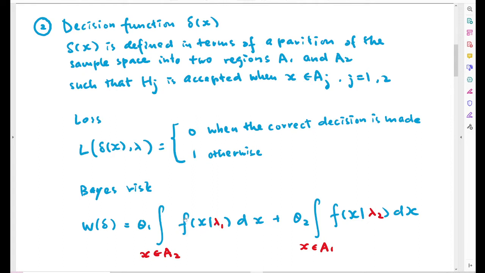But what is the range of x that we are summing over? We are summing x in region 2 because it is the cause of making a mistake. That means the true lambda is lambda 1, but it turns out that x is in region 2, so we make a mistake. The second term, the interpretation is similar. If it happens that lambda is equal to lambda 2, but sadly x is in region 1, we make a mistake. So it is equal to theta 2 times the total probability when x is in region 1. So these are the two terms in the Bayes risk.